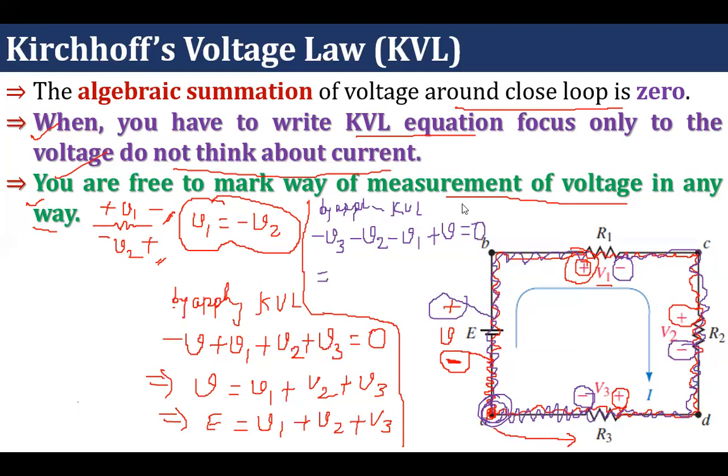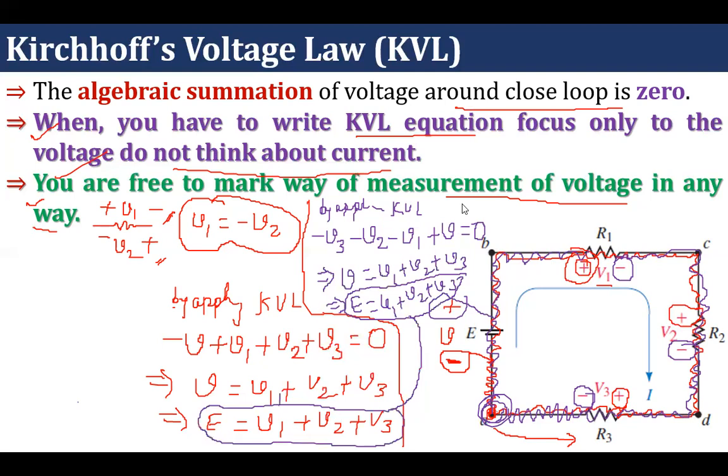Okay, so if I manipulate this equation, easily I can write V equal to V1 plus V2 plus V3. And this we know is equal to E, so E equal to V1 plus V2 plus V3, which is exactly the same as what we got in the previous case. So it means whether you are moving in a clockwise direction or anti-clockwise direction, you have to follow the same rule: whatever first sign you see. This is the convention, this is not the rule, this is the convention. Typically the opposite is also true.